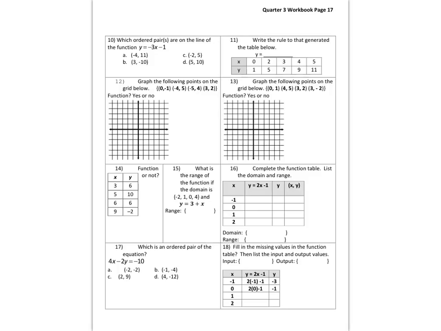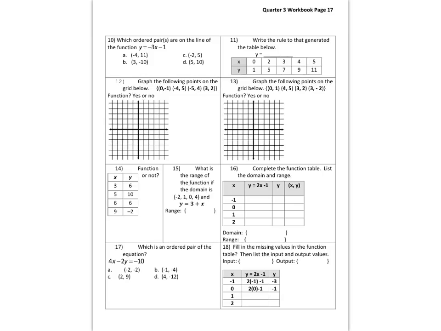Let's jump ahead to page 17. On page 17, these are some similar SOL questions you might see. Let's look at number 10. Which ordered pairs are on the line of the function y equals -3x minus 1? So you are substituting in the x and the y, and you're solving to see if it works.